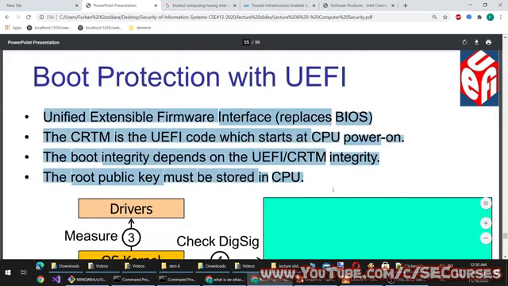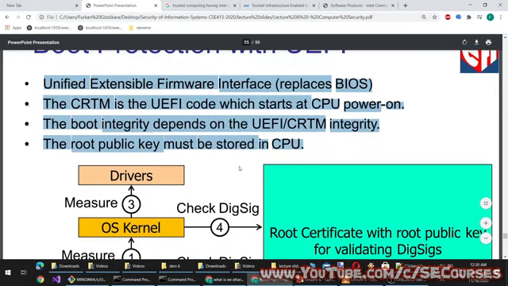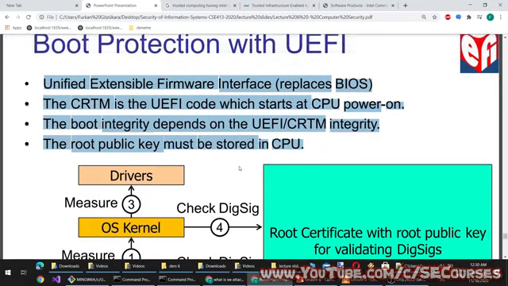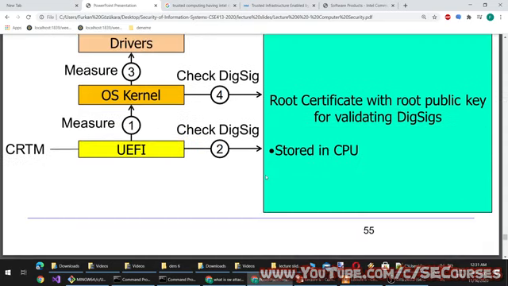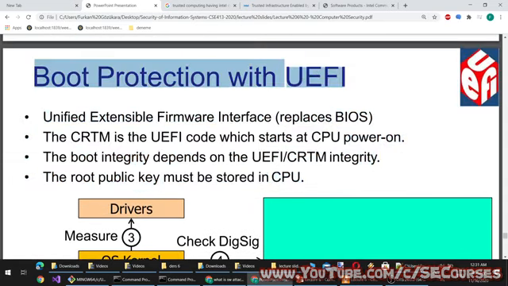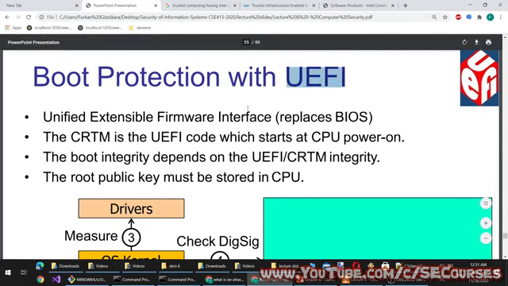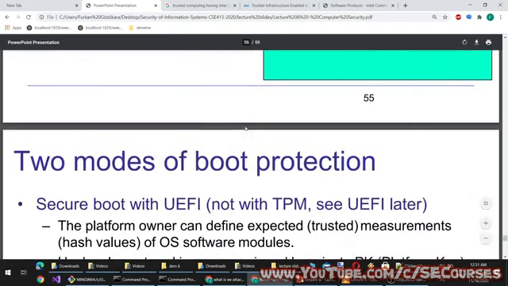Boot protection with UEFI. Unified Extensible Firmware Interface replaces BIOS. The CRTM is the UEFI code which starts at CPU power on. The boot integrity depends on the UEFI CRTM integrity. The root public key must be stored in the CPU. UEFI is the new standard technology of BIOS. New motherboards usually have UEFI, not BIOS anymore.